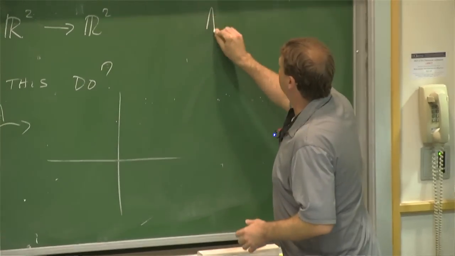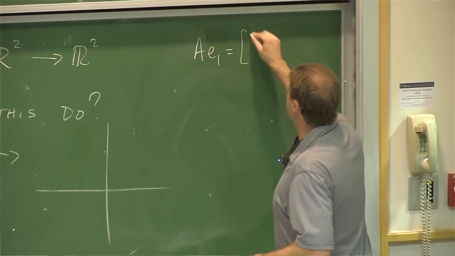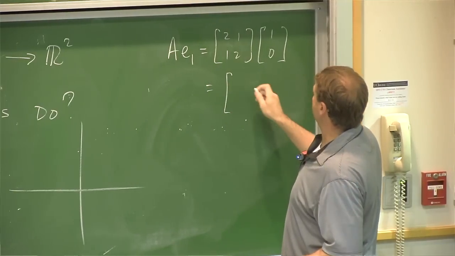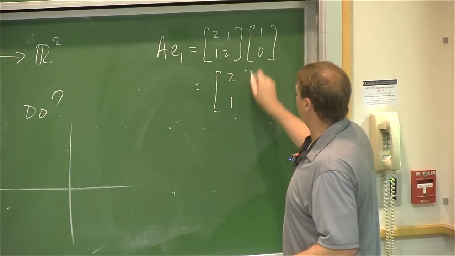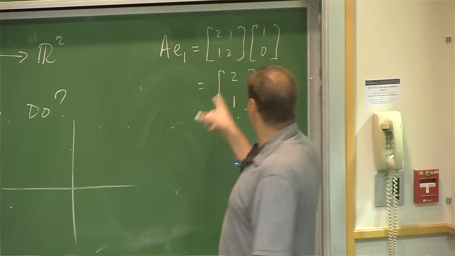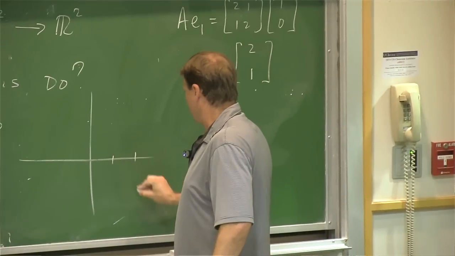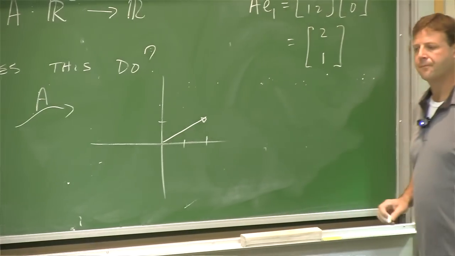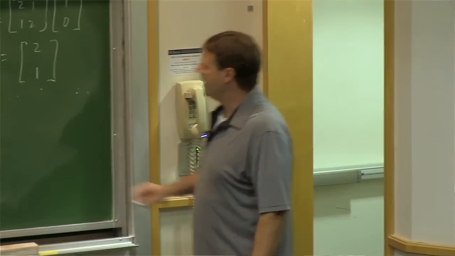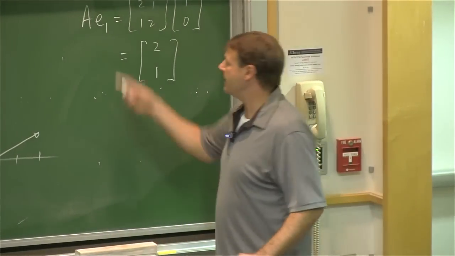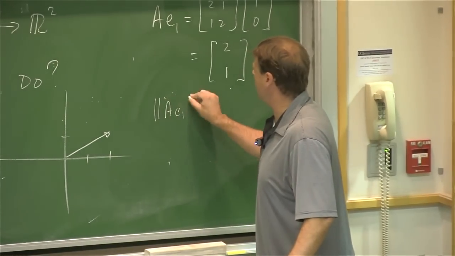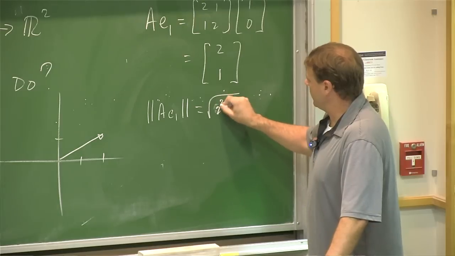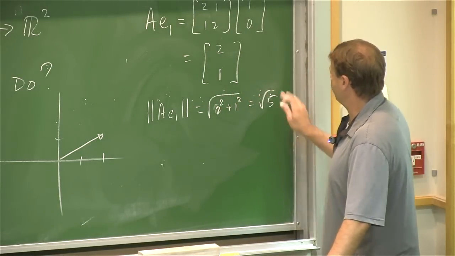Well, let's do A of E1. That's equal to 2, 1, 1, 2 times 1, 0. That's equal to 2, 1. So A of E1, that's going to be 2, 1. And let's calculate the length of this too. What's the length of AE1? That's equal to square root of 2 squared plus 1 squared, which is root 5.